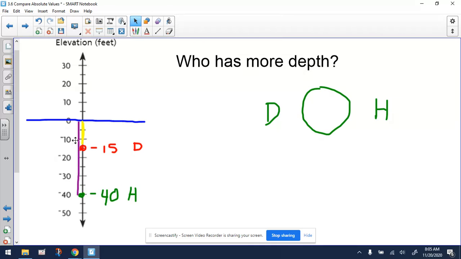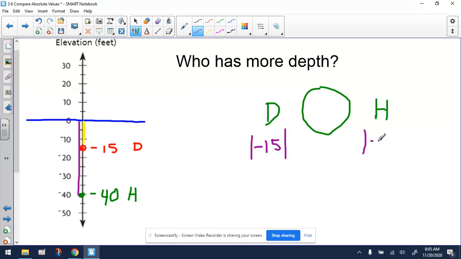So if we were to just take these away and just look and see which one is a longer line, isn't Mrs. Hayes's line, the purple line, longer than my yellow line? So just an initial look, you can see that she would have more depth. But how do we represent that using mathematical symbols and all the math stuff that you would have to fill into a white space? So really what we're talking about here is absolute value. So mine would be the absolute value of a negative 15. Mrs. Hayes is the absolute value of a negative 40.